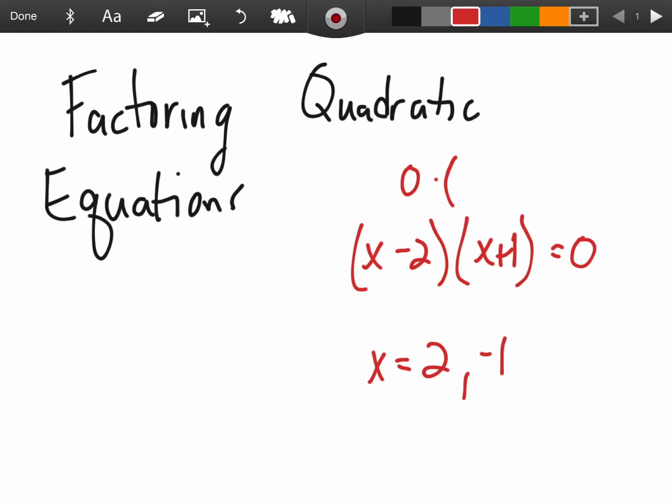And same thing with negative 1. If I plug in negative 1 here, well, I might get negative 3 times 0. That's going to be 0. Anything times that 0 will be equal to 0. So it's important that we get everything on the same side, and then we factor. We want it equal to 0.